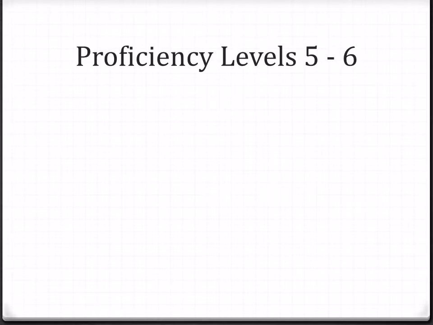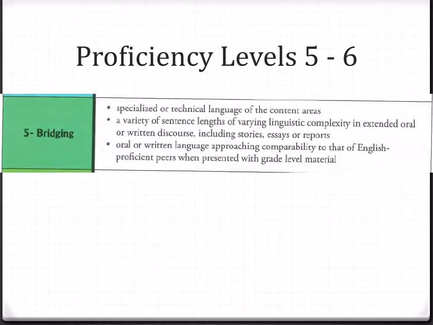Now let's look at proficiency levels 5 and 6. A student at a proficiency level 5 will be able to produce and understand specialized or technical language of the content areas. They will be able to use a variety of sentence lengths of varying linguistic complexity in extended oral or written discourse, including stories, essays, or reports. They will be able to produce oral or written language approaching comparability to that of English proficient peers when presented with grade-level material.